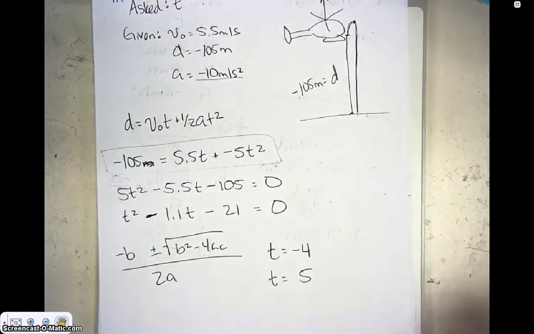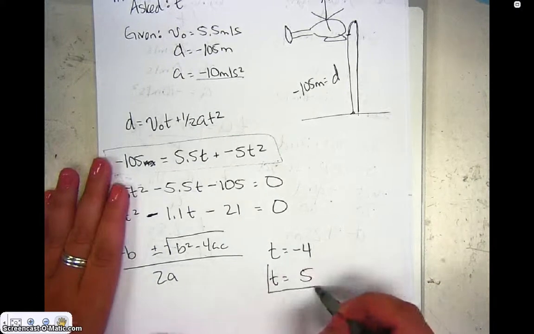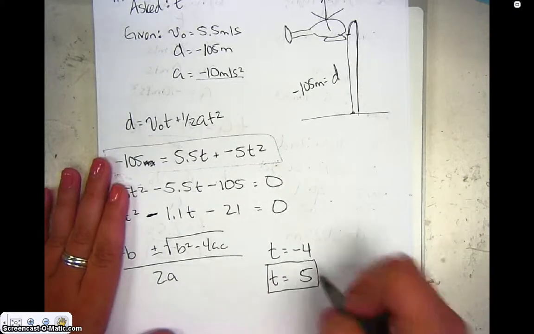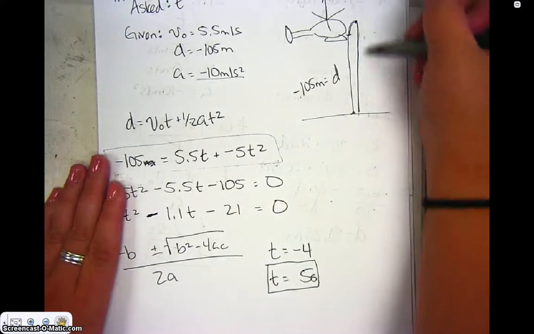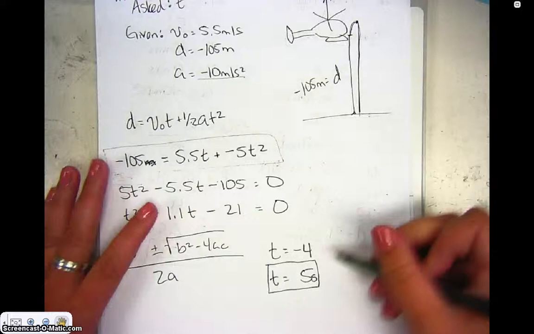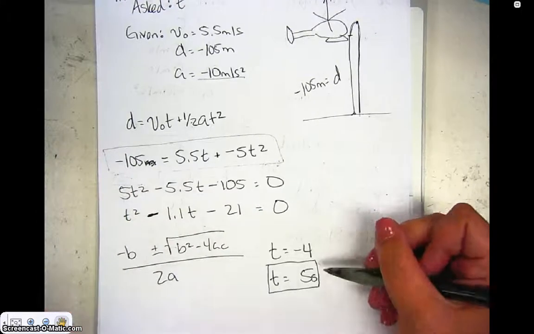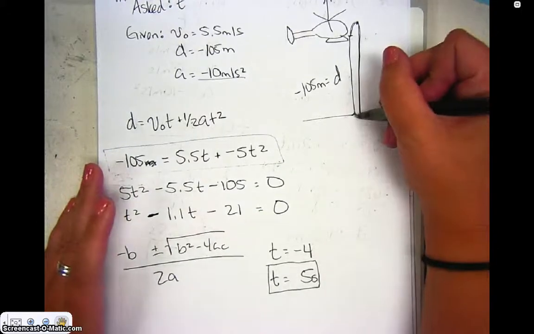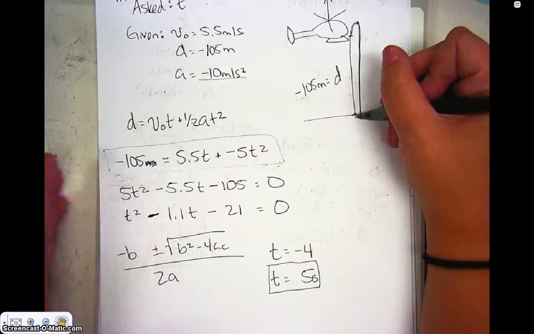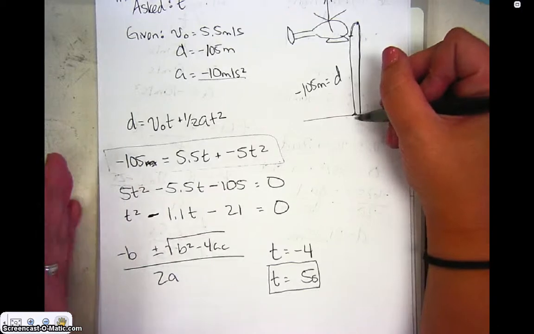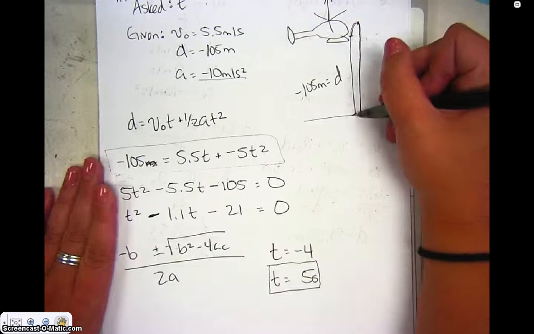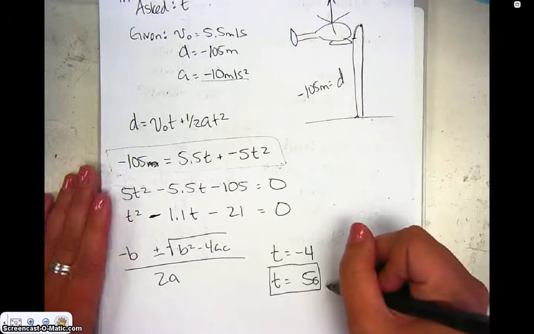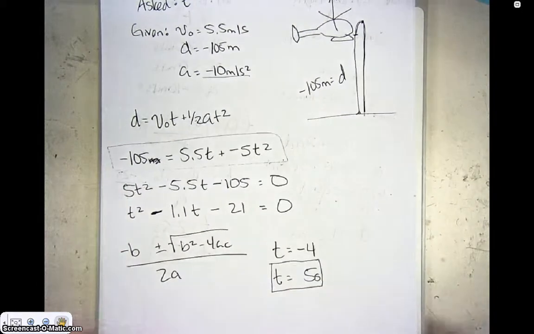Which makes sense, negative 4 seconds or 5 seconds? 5 seconds is the only thing that makes sense because time is a scalar. So it's going to take 5 seconds for it to hit the ground. The negative 4 number comes from if you were to throw the package from the ground, where it would take 4 seconds in the past to get up and then fall back down. That's where the negative 4 comes from. But of course, time is a scalar, so 5 seconds is the answer.